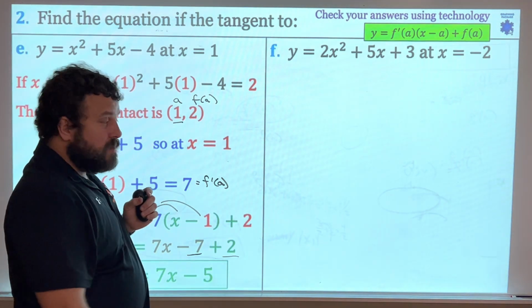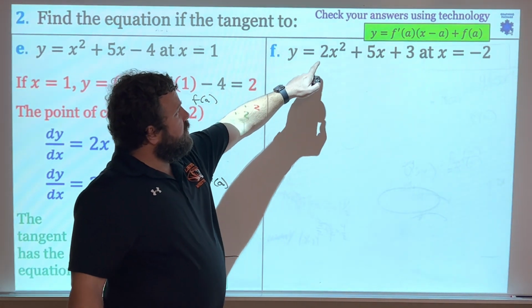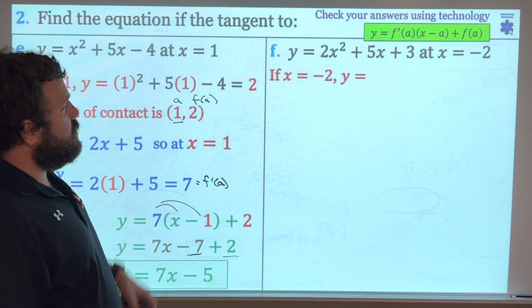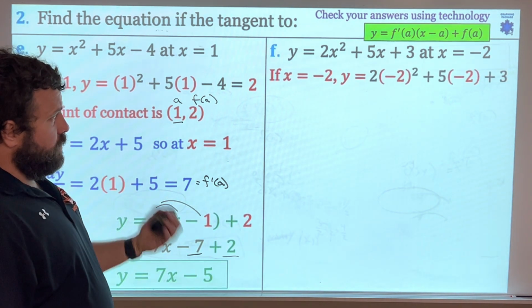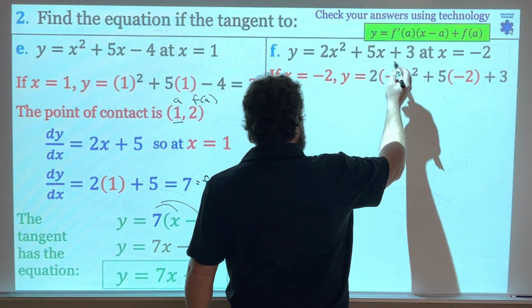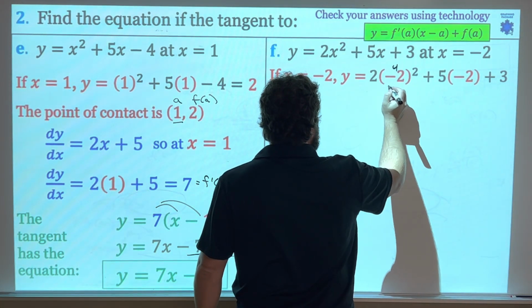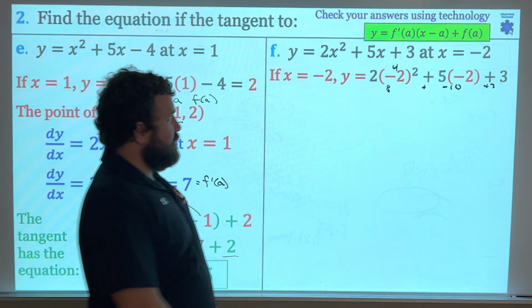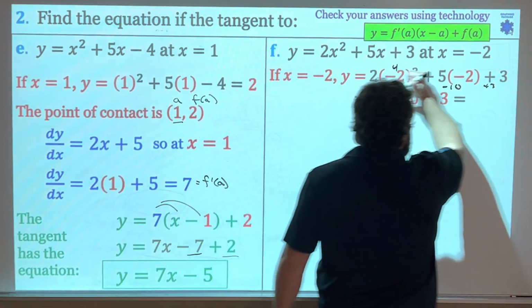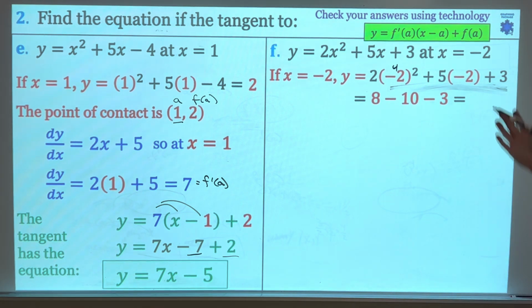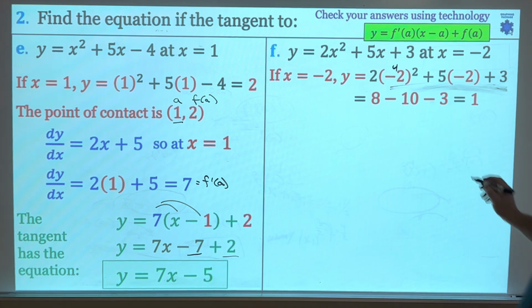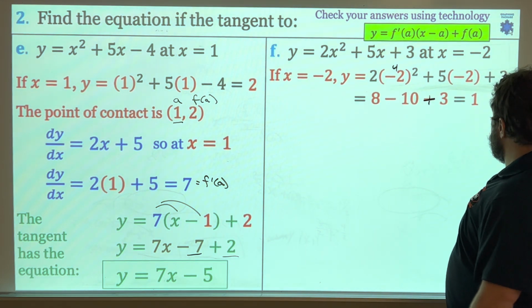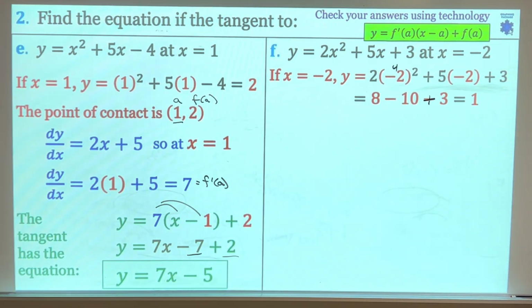Getting better at these? Hope so. When x equals negative 2, plug it in there to find out what y is. So y equals 2 times negative 2 squared plus 5 times negative 2 plus 3. This is 4 times 2, 2 times 4 is 8, plus, this is minus 10, plus 3. 8 minus 10 plus 3. Negative 2, 8 minus 10, oh, plus 3. Negative 2 plus 3 is 1. Oh, made my first mistake.